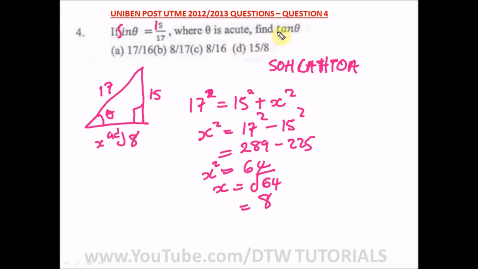8. So the question says find tan theta. Tan is what? Opposite over your adjacent. And what is your opposite? 15. So we have 15. Tan theta is equal to 15, and our adjacent is what? 8. So we have 15 over 8. And our right option here is option D.